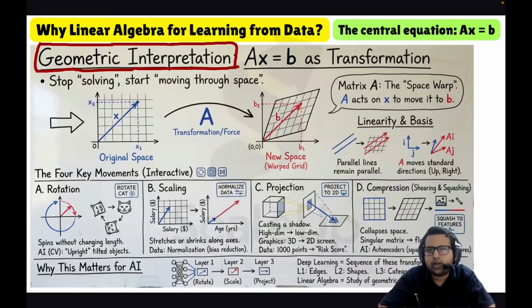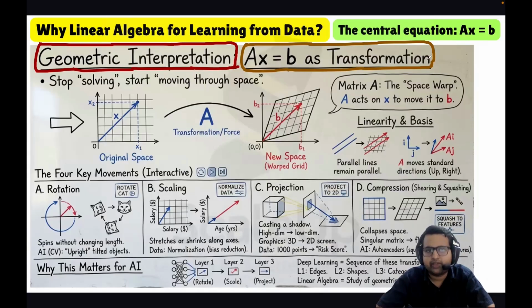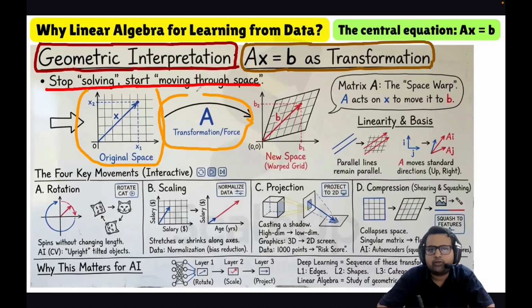Let us look at Ax = b as transformation. In the geometric view, we stop thinking about solving equations and start thinking about moving through space. Let us suppose we are starting with some original space, we apply some transformation, and because of that, we get a new, transformed space. That is what Ax = b as transformation is.